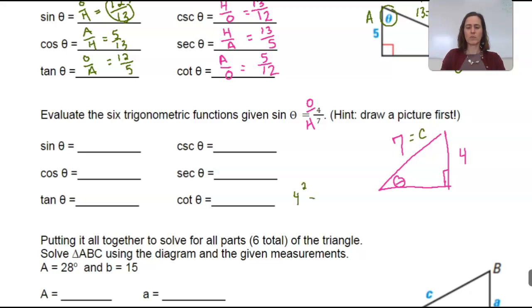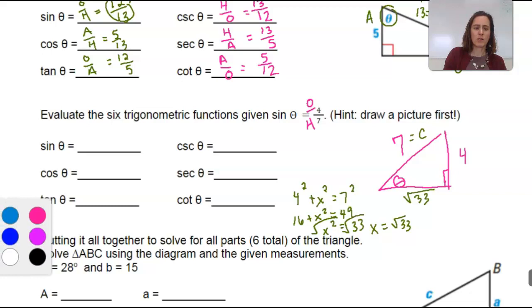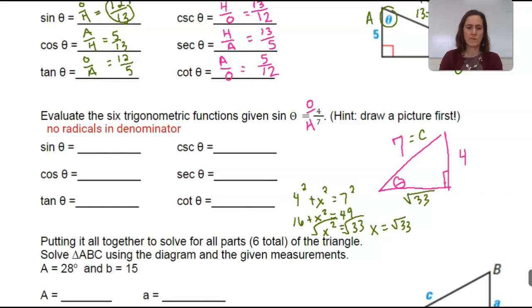So 4 squared plus x squared is equal to 7 squared. 16 plus x squared is equal to 49. We're going to subtract 16, and we get 33. And then finally, we take the square root of 33. So x is equal to the square root of 33. So this entire side length has a radical in it, which is fine. We can still work with that when we write up our ratios. The only thing that you want to recall is that radicals cannot be in the denominator.